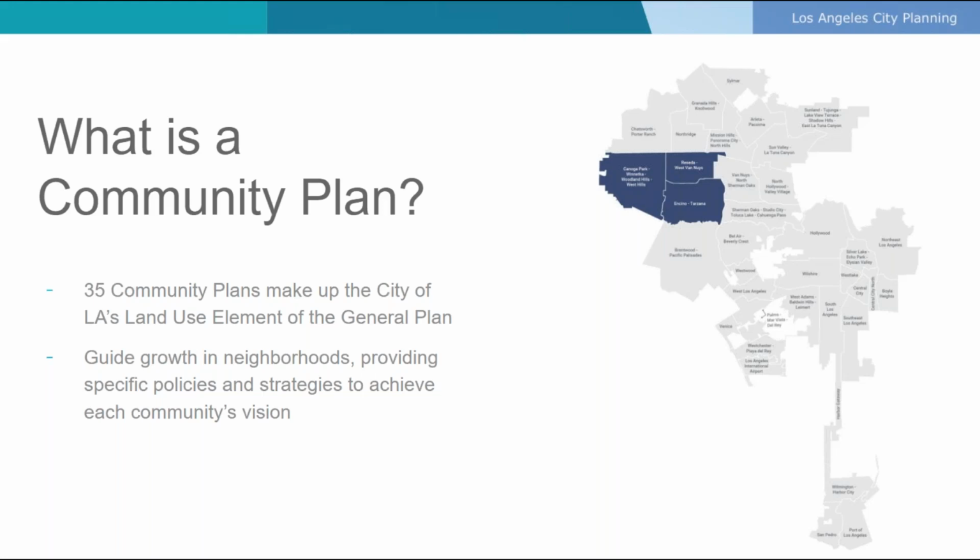The map to the right displays the 35 community plans in the city of LA. The three Southwest Valley community plans that are the topic of today's presentation are highlighted in blue. They include the Reseda West Van Nuys Lake Balboa Community Plan, the Encino Tarzana Community Plan, and the Canoga Park Winnetka Woodland Hills West Hill Community Plan.